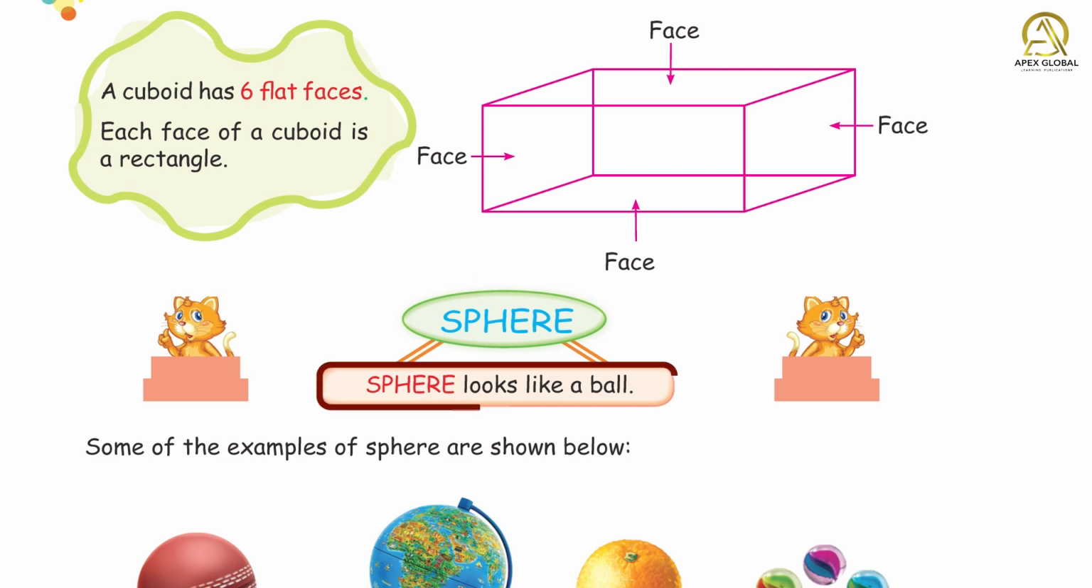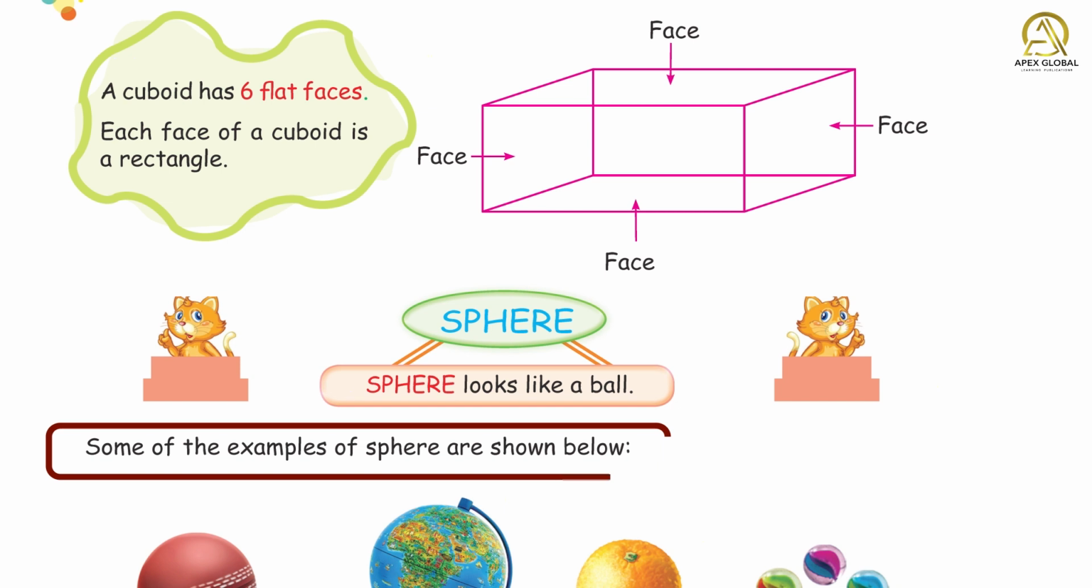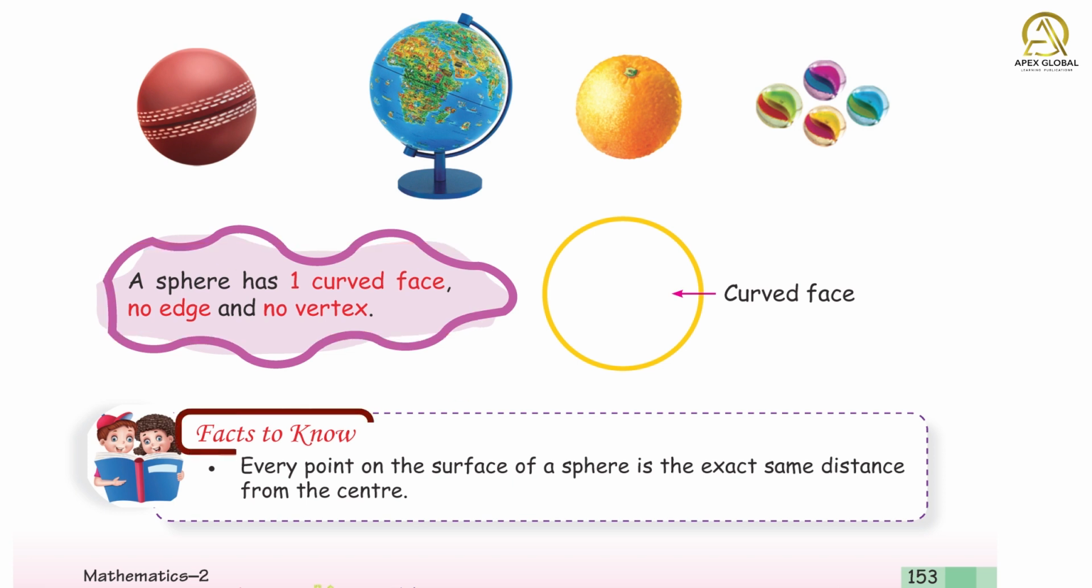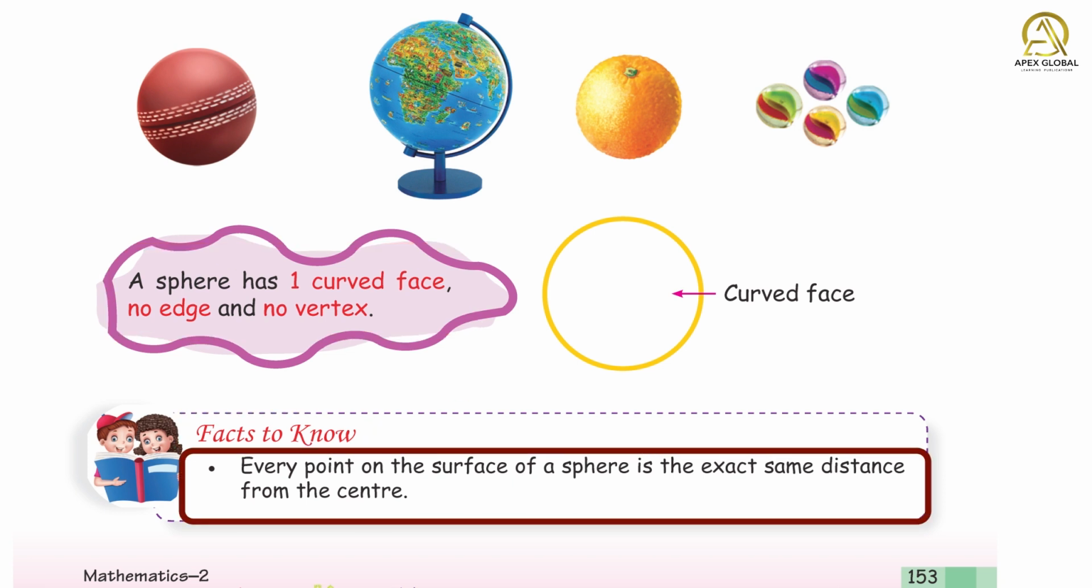Sphere. A sphere looks like a ball. Some examples of a sphere are shown below. A sphere has one curved face, no edge and no vertex. Facts to know: every point on the surface of a sphere is the exact same distance from the center.